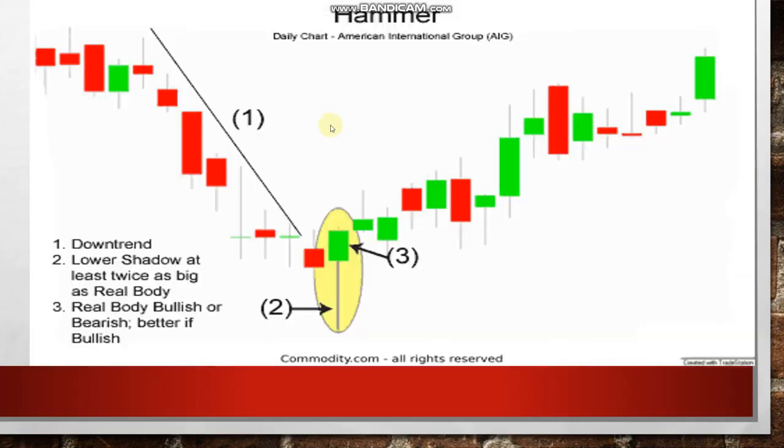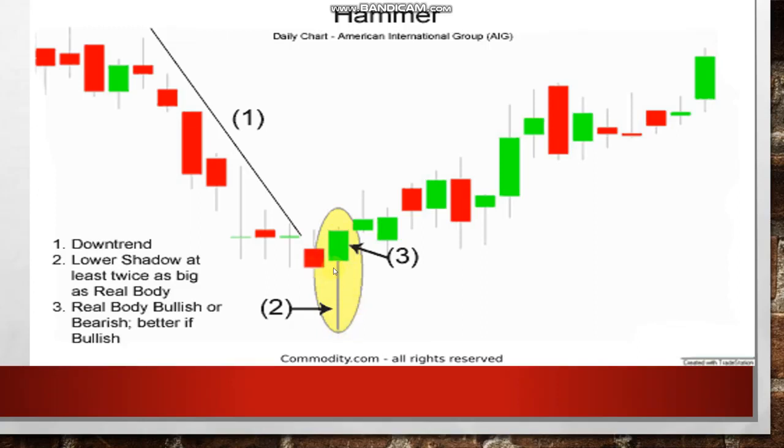Let's understand the hammer with the help of a chart. See, the market was in a downtrend. The market was in a severe downtrend, as we can see on the screen. After that, sellers tried to push the price, but somehow buyers came in. This is the lowest price of the hammer candle. But after that, buyers pulled the price and ultimately closed the price here. So this is a price rejection.